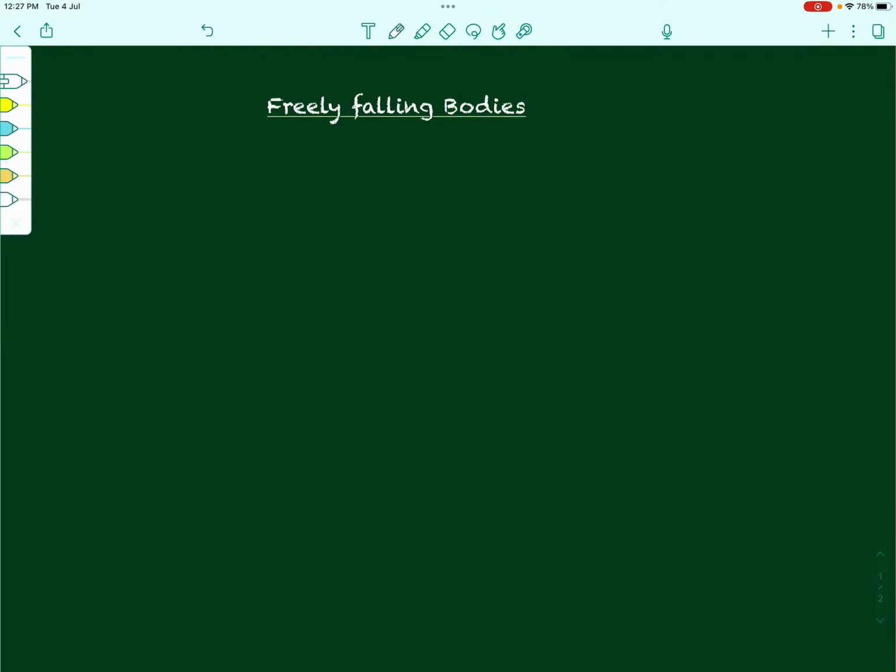Next we look at freely falling bodies. We try to see what freely falling bodies are and why they are studied as a special case of uniformly accelerated motion. Okay, so let's try and understand this. Let's say this is the earth's surface. So this becomes the ground for us, right?